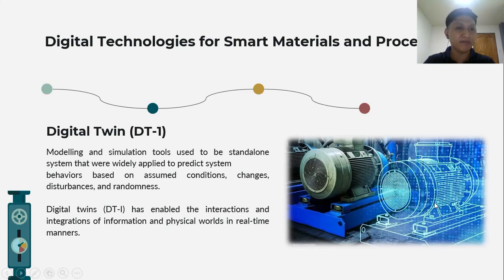So modeling and simulation tools used to be standalone systems that were widely applied to predict system behaviors based on assumed conditions, changes, disturbances, and randomness. Digital twins have enabled the interactions and integrations of information and physical worlds in real-time manners.